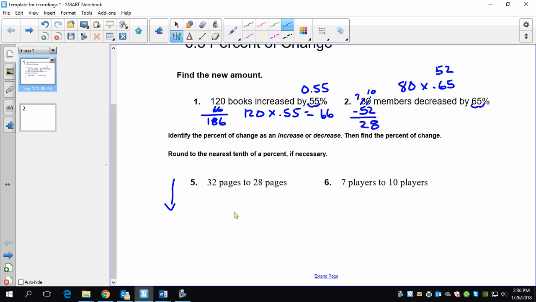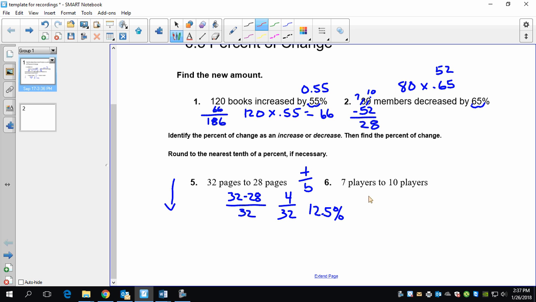So what we want to do is subtract these two, 32 minus 28, and then divide by the original amount, which is 32. So essentially 32 minus 28 is 4, and we're going to have 4 over 32, and then we go top divided by bottom. If we do 4 divided by 32, we're going to get 12.5%. And that would be the percent of decrease for number 5, 12.5%.